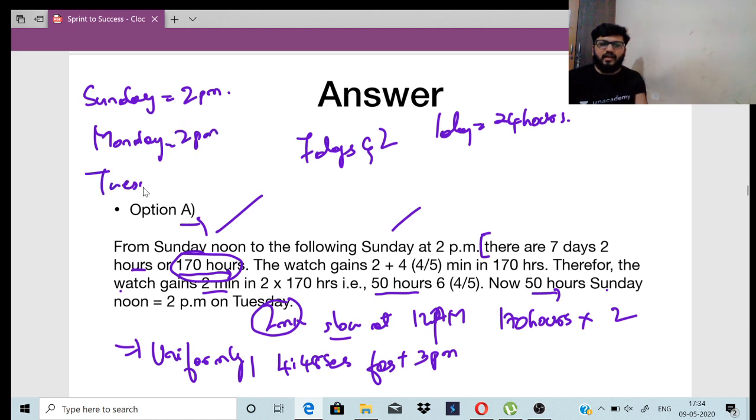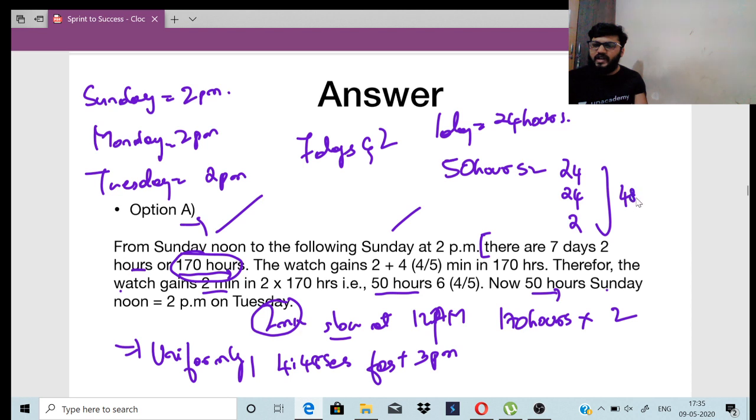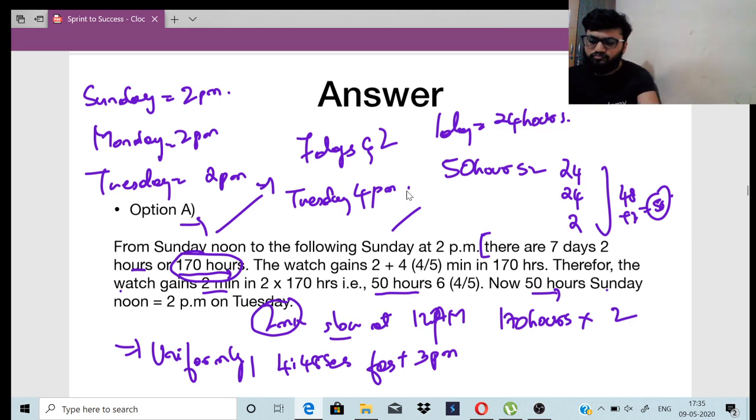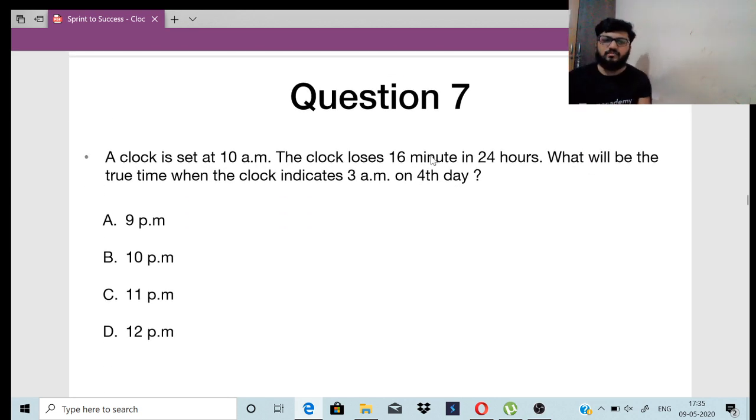Okay, 50 hours का मतलब क्या है? What is 50 hours equal to? It is 24 plus 24 plus 2. Yes or no, right? It is 48 plus 2, which is 50 hours. So this will be Tuesday 4 p.m. right? This will be Tuesday 4 p.m. Chalo, we'll move on to the next question, right?